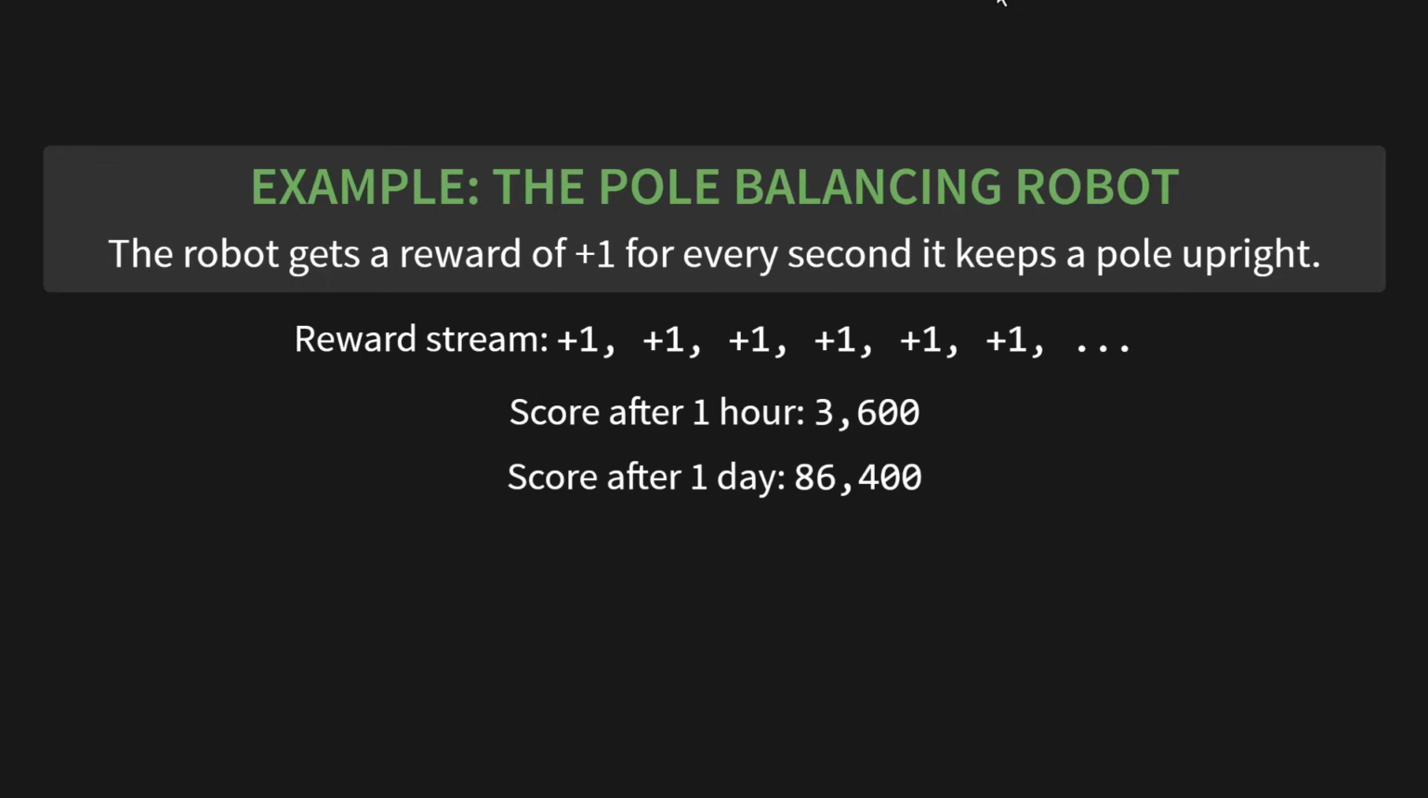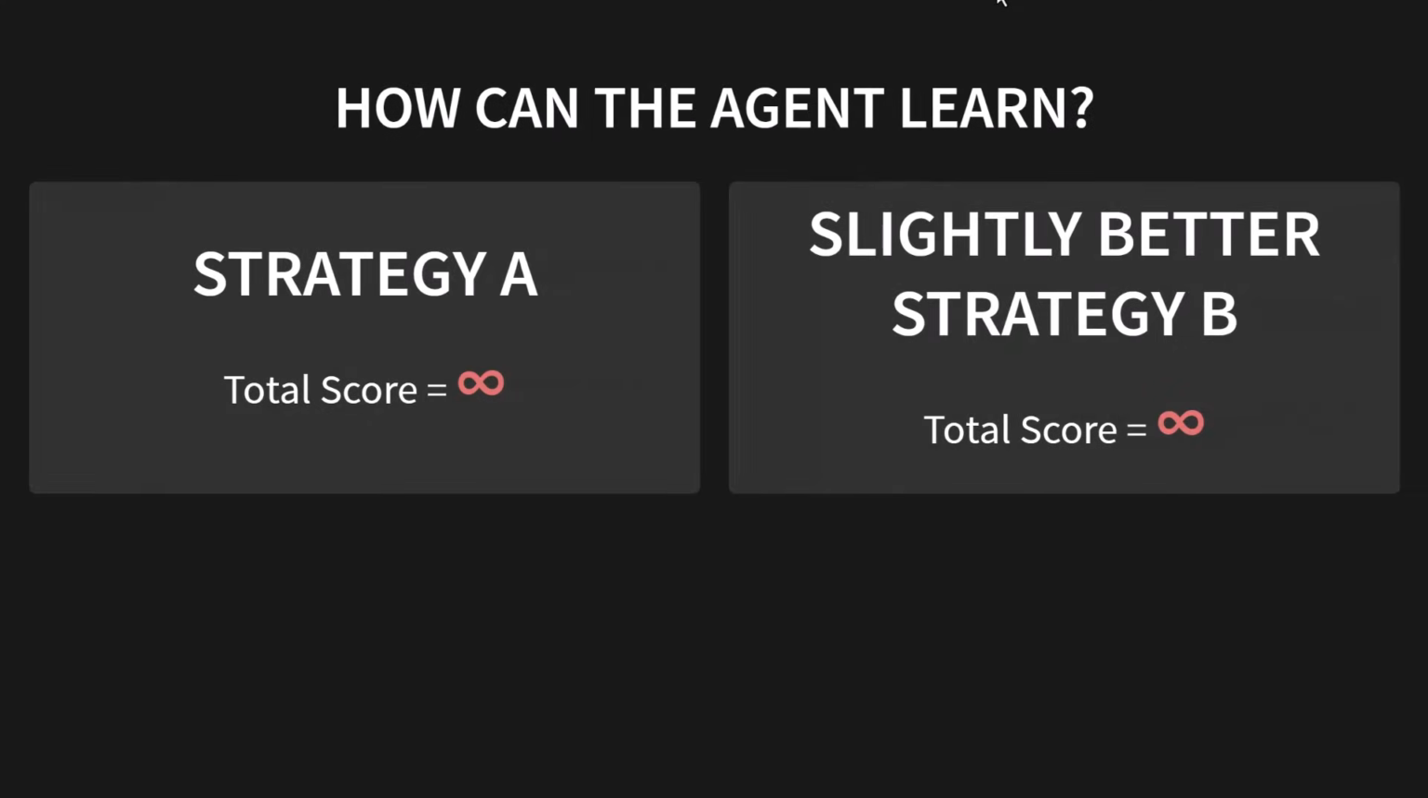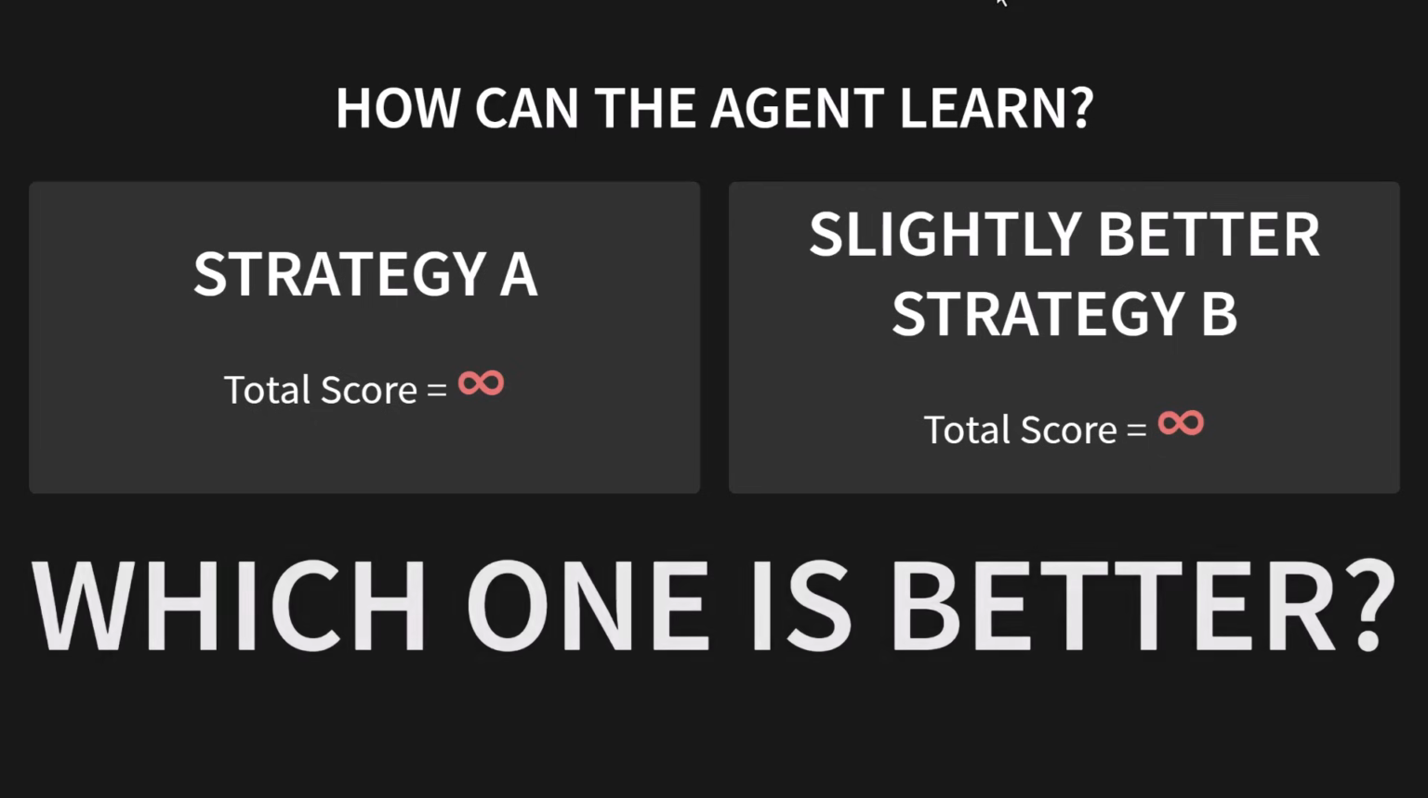If it succeeds for a day, its score is over 86,000. And if it's a perfect robot and succeeds forever, its total score is infinity. And that's where the logic completely breaks. How can an agent learn if its goal is infinity? If one strategy gives it an infinite score and another, slightly better strategy also gives it an infinite score, how does it know which one is better? You can't. You can't compare two different infinities. An infinite score is a useless score.